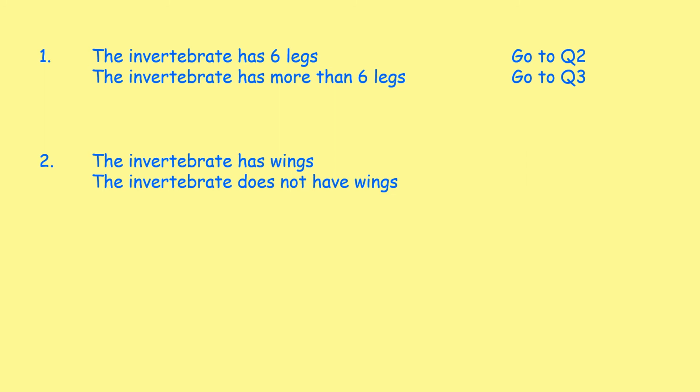One of them had wings and one of them didn't. So my question is going to be, does the invertebrate have wings? If it did, then it was the wasp. Okay, if it didn't, it was the earwig. Okay, and I've led my paired statement key down to the individual identification.